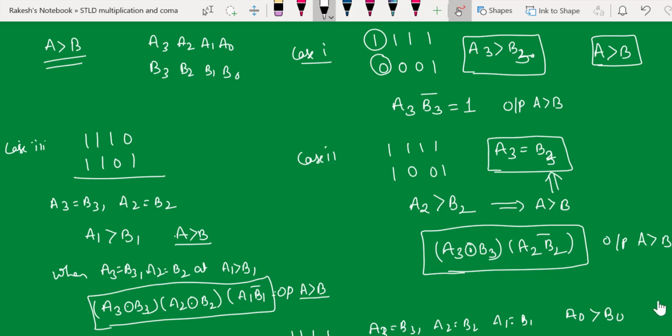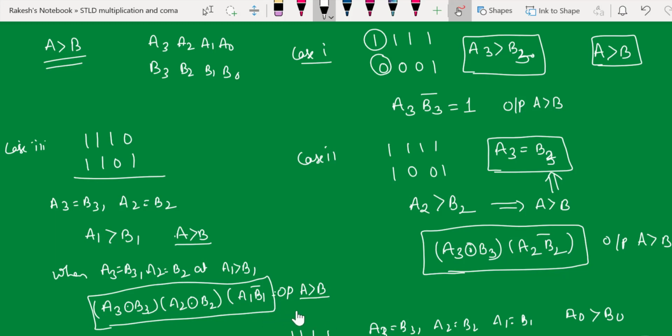Again I am going to get output A greater than B, provided your A3 XNOR B3 multiplied with A2 XNOR B2 and A1 XNOR B1 into A0 into B0 bar. So this term is going to produce my A greater than B output.